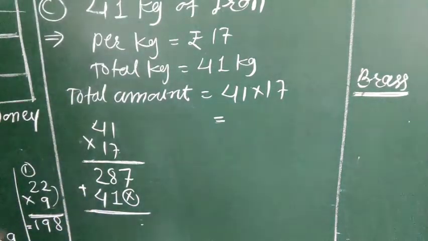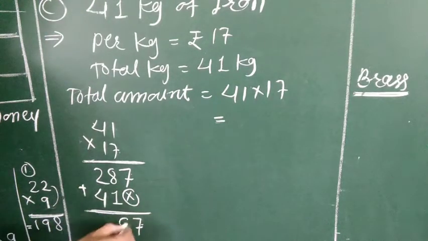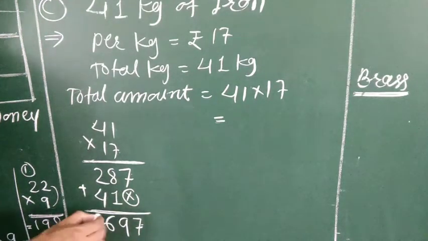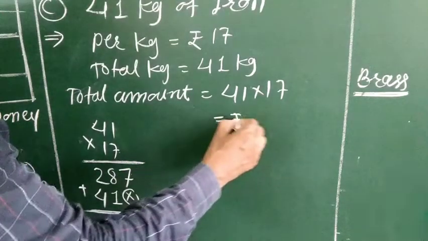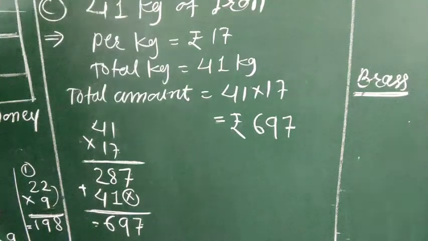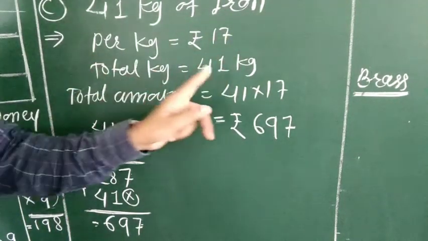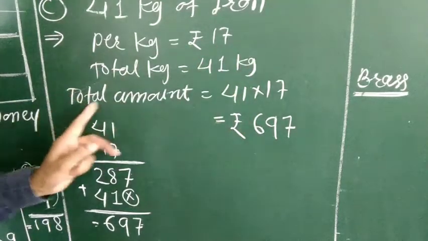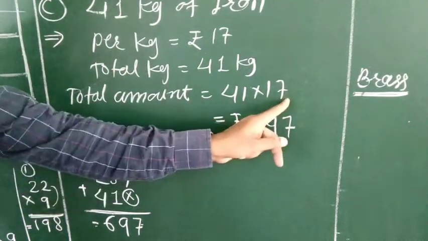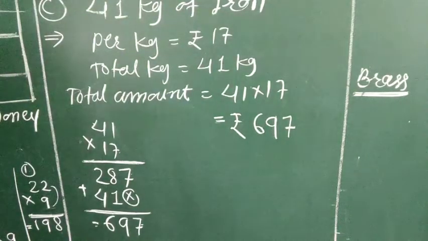Now see, it is 7, then it is 9, it is 6. So what is this? It is rupees 697. Per kg it is 17, total kg is 41 kg, total amount 41 into 17. So it is 697.